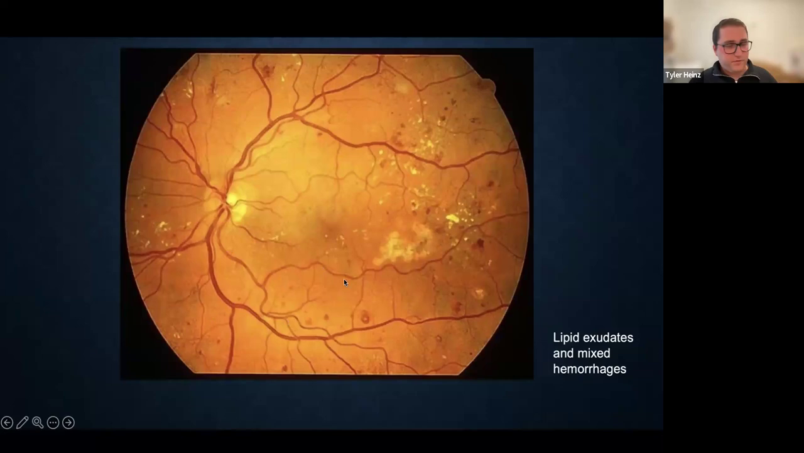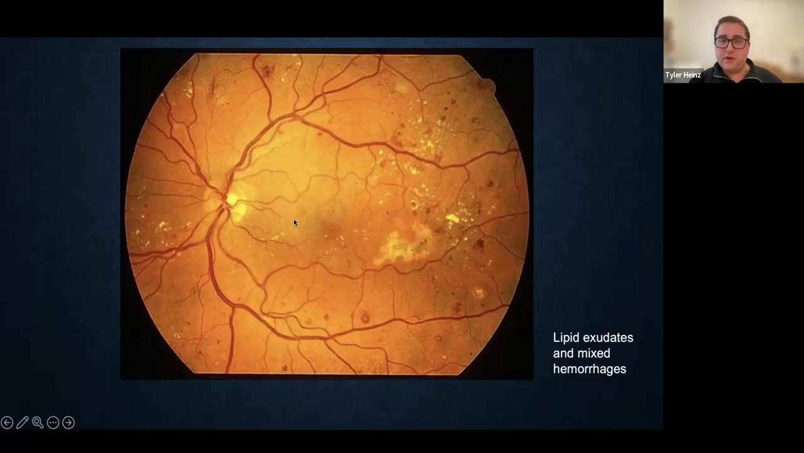Okay, so moving on, number 36. This slide is again a fundoscopic photo. This is showing us our lipid exudates, which are all these little yellow plaques all over the retina, and some mixed hemorrhages. Like I said, we have some microaneurysms, the really little ones, our dot blots, some flame hemorrhages. This one looks a little more flame-like, so maybe a little bit up here as well.